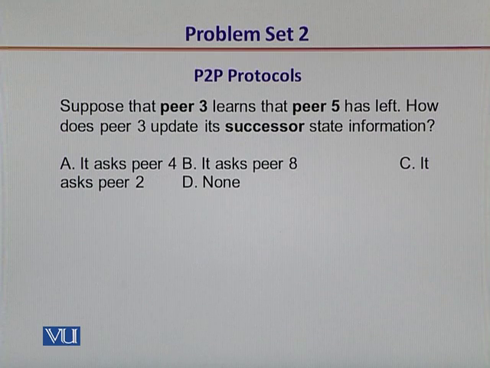The first option is it asks its predecessor, peer 4. It asks one of its successors, peer 8. It asks peer 2. And if you do not agree with any option, then you can choose D. You need to consider one reality, that is, 3 for sure is the immediate neighbor to peer 4. It is not the immediate neighbor of peer 8, and it is the immediate neighbor of peer 2. Now you have to make a wise choice which peer has to be updated.